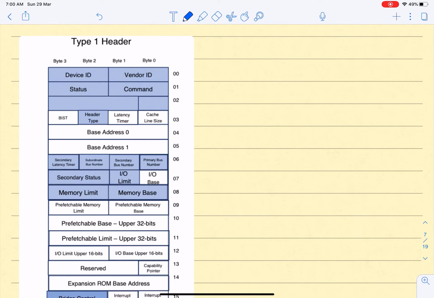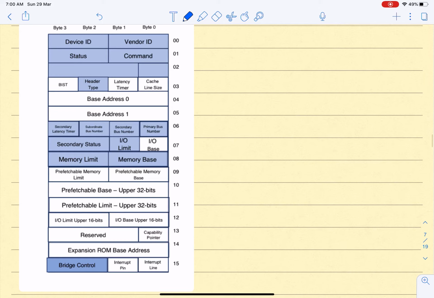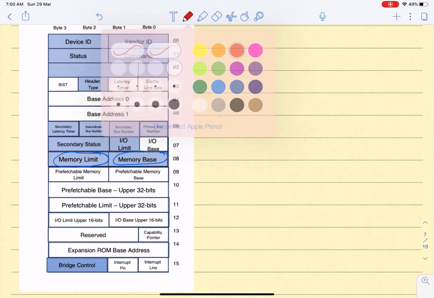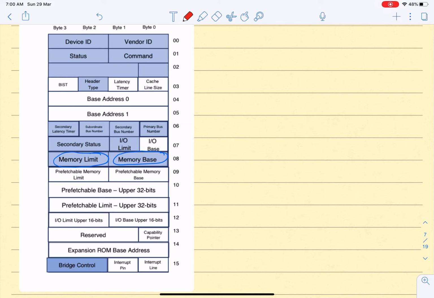We will discuss the types of address space. Here we have base and limit. How it works is, for IO also we have base and limit. These are 16 bits of base and 16 bits of limit. So let's write the base here first. Base.